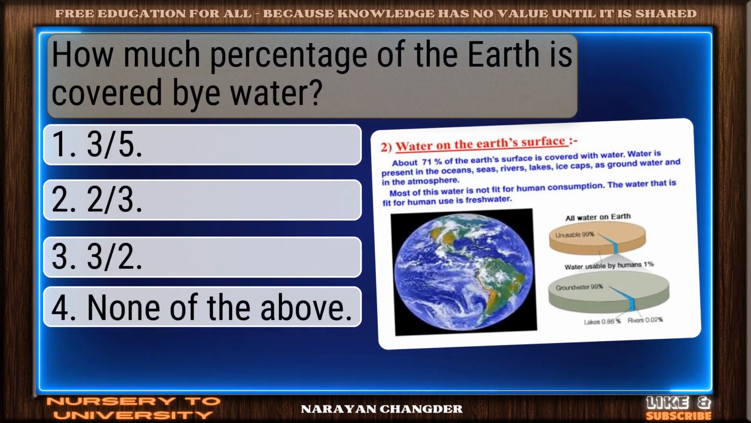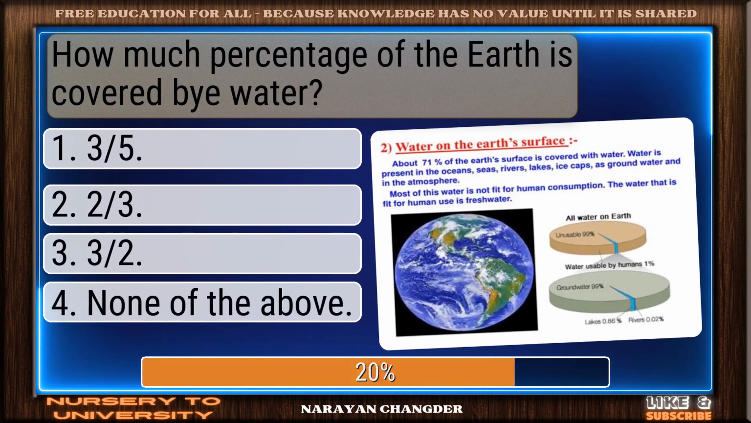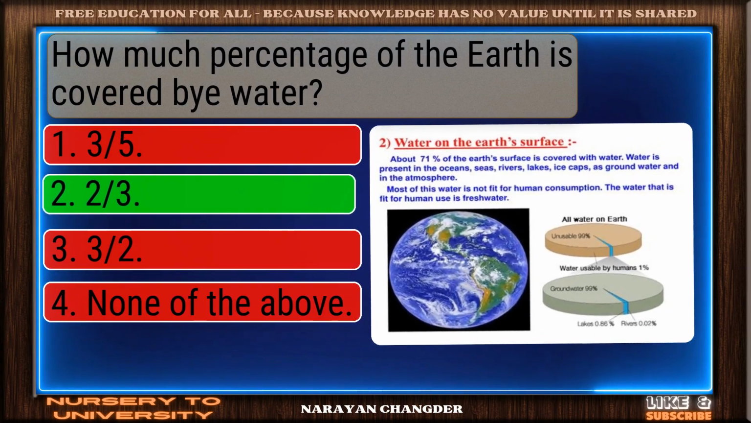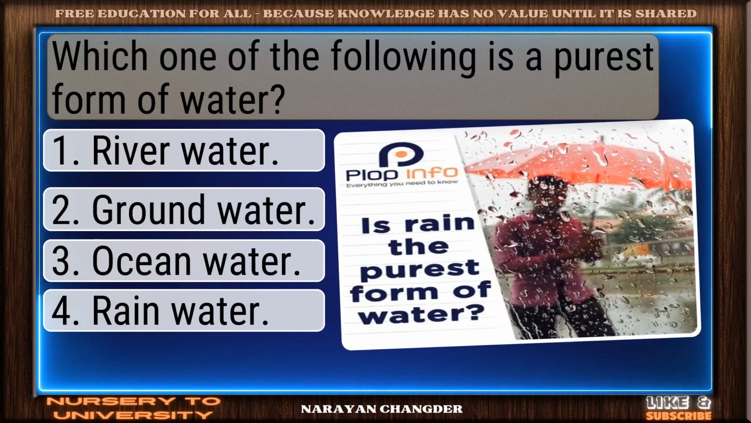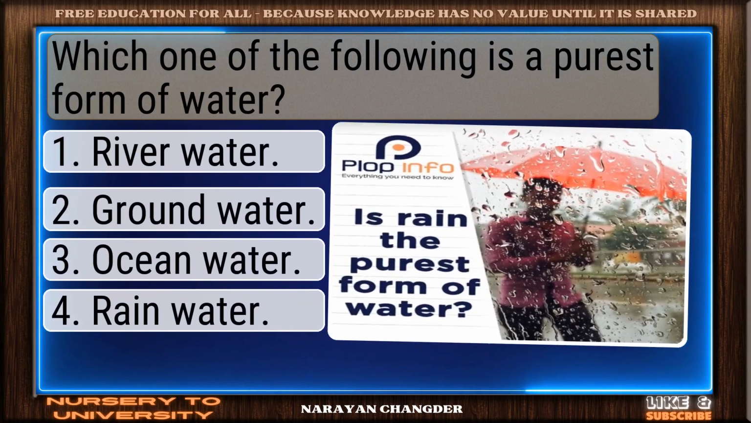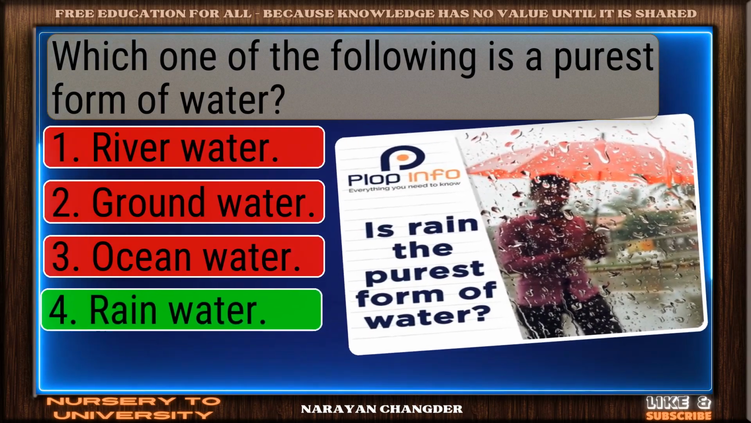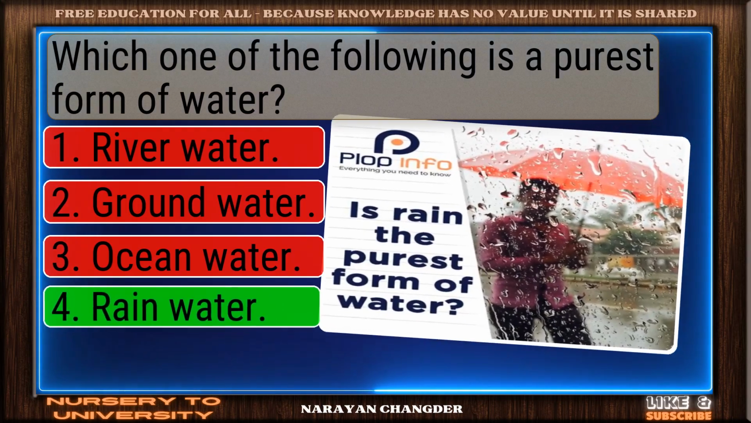How much percentage of the Earth is covered by water? You got it. Your choice 2% is right. Which one of the following is a purest form of water? You chose rainwater, and it is correct.